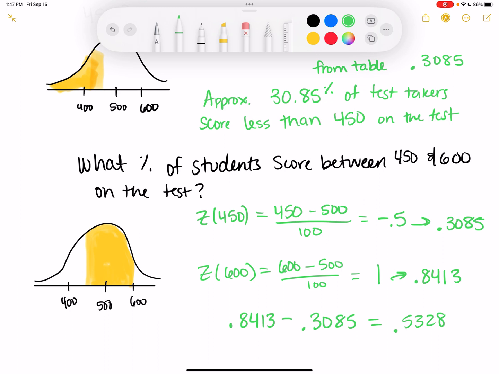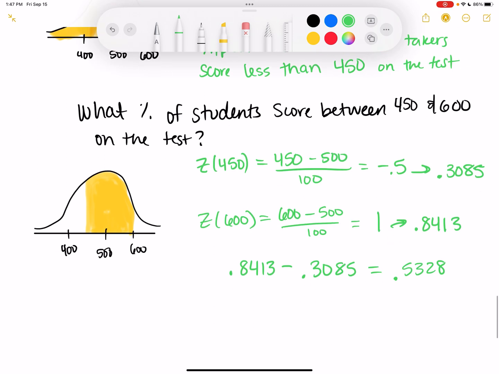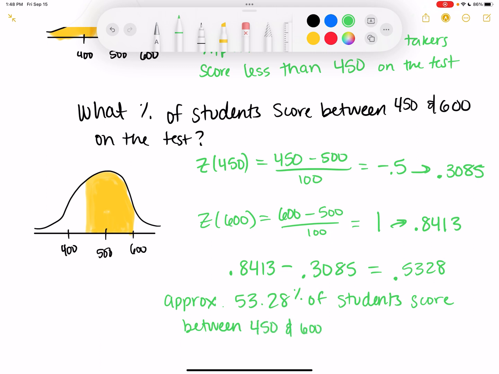So basically what I have done is I have eliminated this region over here in white on the left. Okay? Because essentially that got counted twice and I don't care about that part. I only want from 450 to 600. So that's why I'm subtracting it. So then my conclusion is that approximately 53.28% of students score between 450 and 600 on the test.